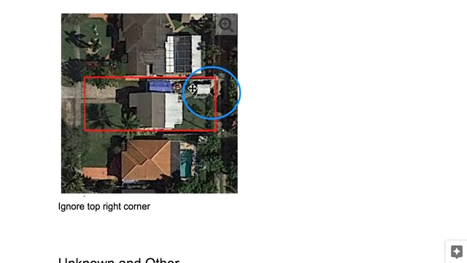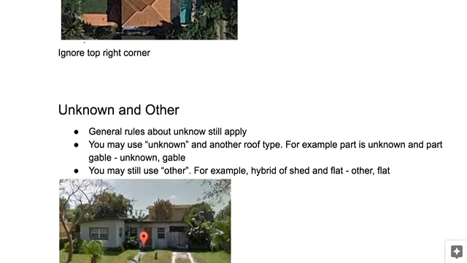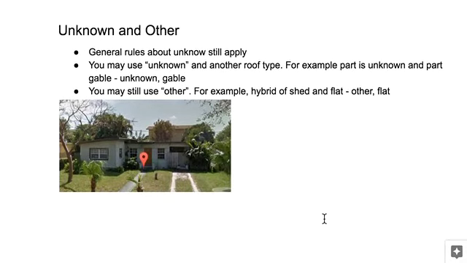In this example, again, you have some separate structure in the courtyard. Ignore it and only look at the main part, which is gable and flat. So that's how to handle attached extensions.